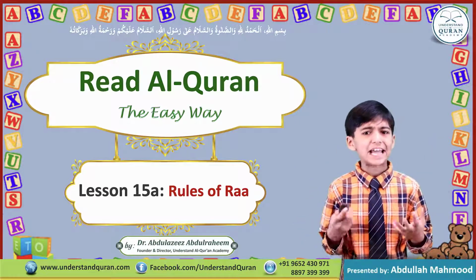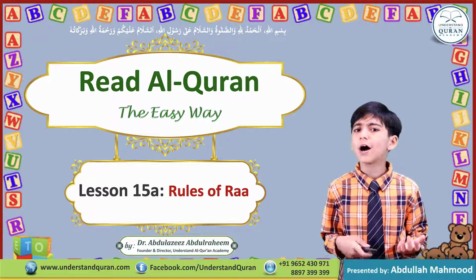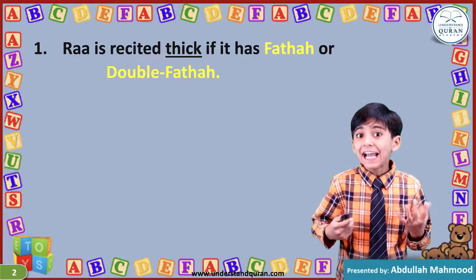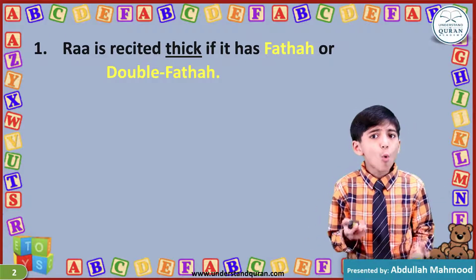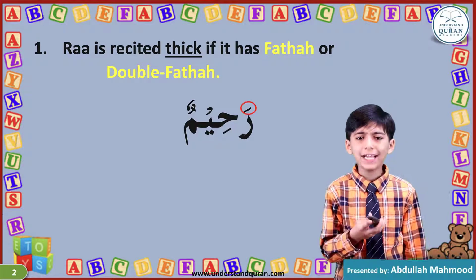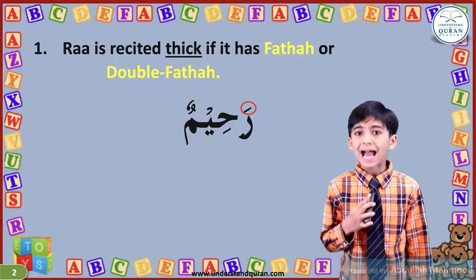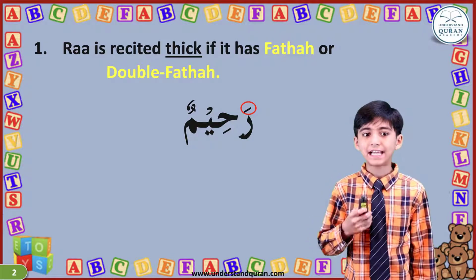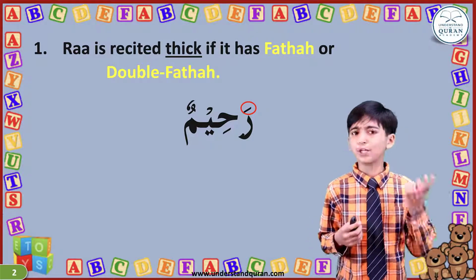Lesson number 15A on rules of ra. Ra is recited thick if it has fatha or double fatha. So over here in Rahim, this ra has fatha on it. That's why we must recite it thick. So repeat after me twice.